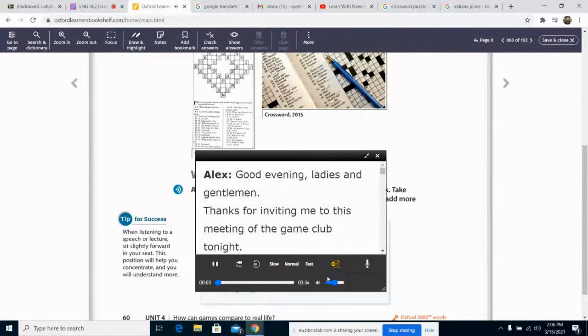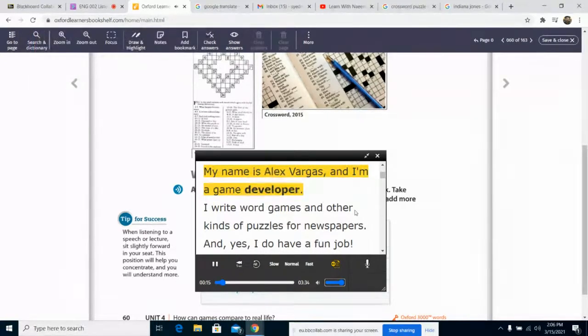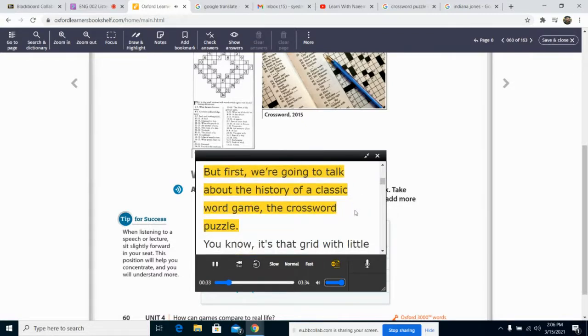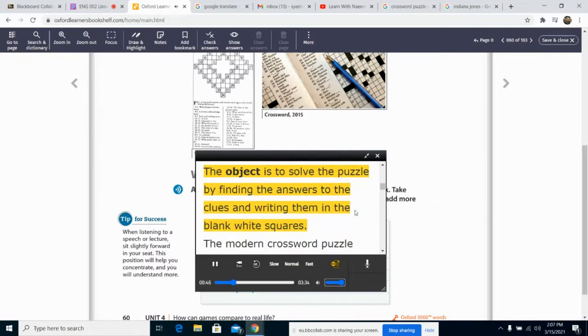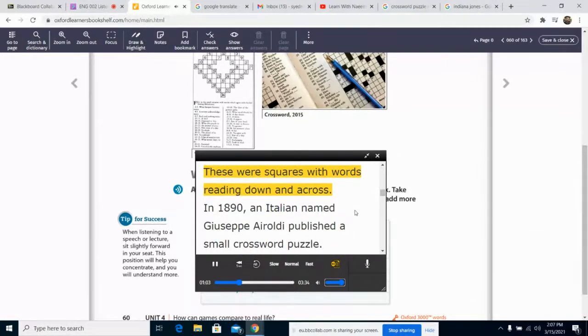Unit 4, listening 1, activity A. Good evening, ladies and gentlemen. Thanks for inviting me to this meeting of the Game Club tonight. My name is Alex Vargas, and I'm a game developer. I write word games and other kinds of puzzles for newspapers. And yes, I do have a fun job. I'm going to introduce you to a new kind of word game that I'm working on. But first, we're going to talk about the history of a classic word game, the crossword puzzle. You know, it's that grid with little black and white squares and a list of clues. The object is to solve the puzzle by finding the answers to the clues and writing them in the blank white squares. The modern crossword puzzle was probably based on an ancient Roman game of word squares. These were squares with words reading down and across.